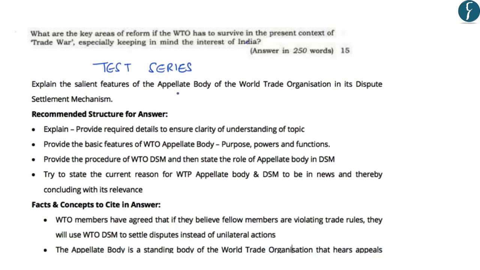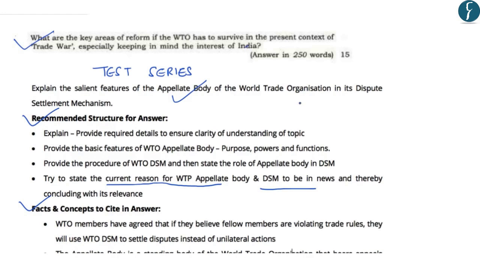Now, a question related to the appellate body of the WTO was also asked in the test series of Rao's IAS. And the test series of Rao's IAS provides the recommended structure for the answer. It also provides facts and concepts to cite in the answer. For example, if you see the recommended structure, it tries to incorporate the current reason for the WTO appellate body and the DSM to be in news. So this gives us the context of the question that was asked in the UPSC exam. Hopefully you have understood the approach for attempting such questions.